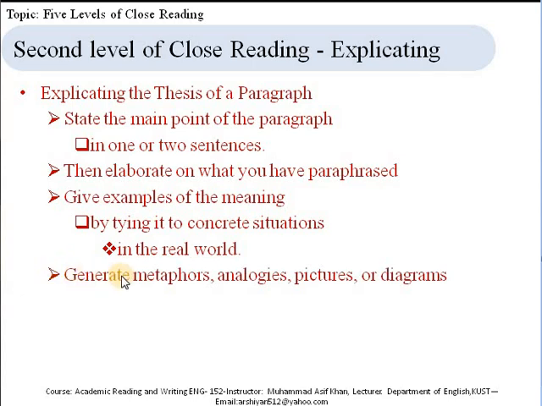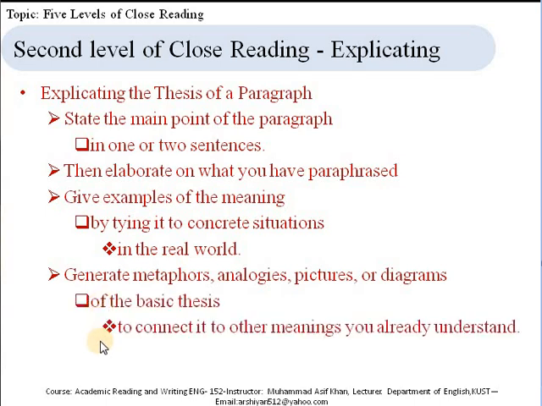And the fourth step is to generate metaphors, analogies, pictures or diagrams of the basic thesis or the main argument of any paragraph or passage or piece of text. When we generate these metaphors, analogies, pictures or diagrams of the basic thesis, we are connecting it to other meanings which we already have in our mind, which we understand, or meanings of ideas or concepts that are clear to us. So with the metaphorical or analogical connections, we get a closer connection with the argument or the thesis of that piece of writing.